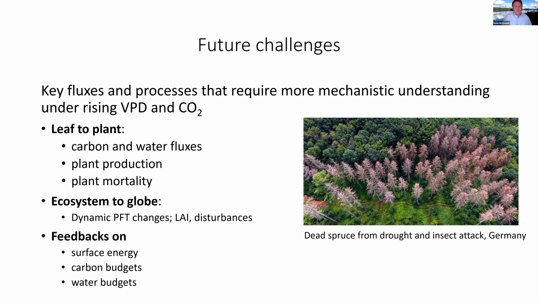For example, at the leaf to plant scale, the carbon and water fluxes, production, leaf area production, mortality. At the ecosystem to globe, these dynamic vegetation PFT changes, which strongly affect things like leaf area index, rooting depth, maximum hydraulic conductance, all these factors that can drive a decrease or an increase in transpiration. And ultimately, the feedbacks on the surface energy, carbon, and water budgets.